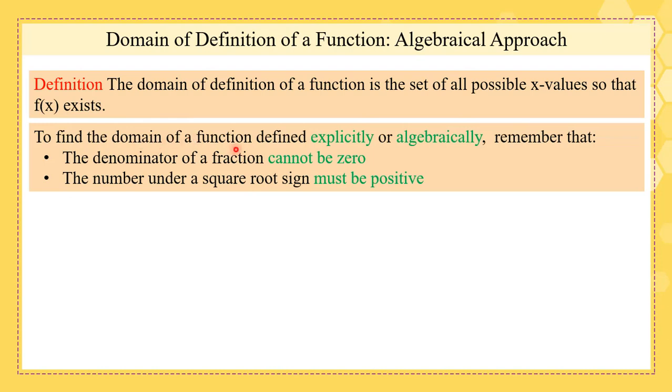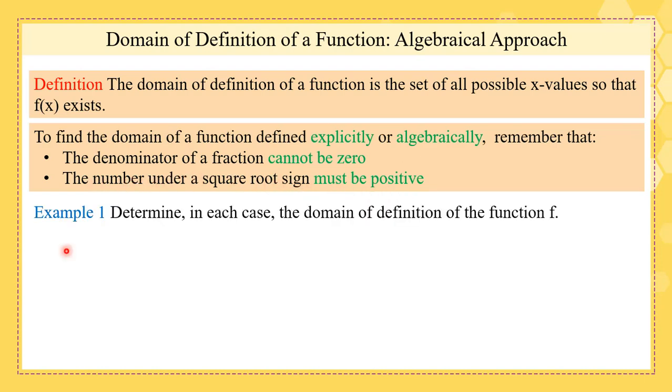To find the domain of definition of a function defined explicitly or algebraically, remember the denominator of the function should never be 0 and the number under a square root sign must always be positive. Now let's take an example. The question is to find the domain of definition of the function f. In this case, the domain is the set of all real numbers because we don't have x in the denominator and we don't have any square root sign.